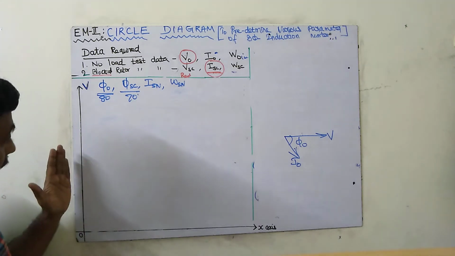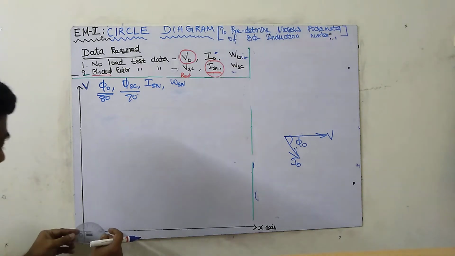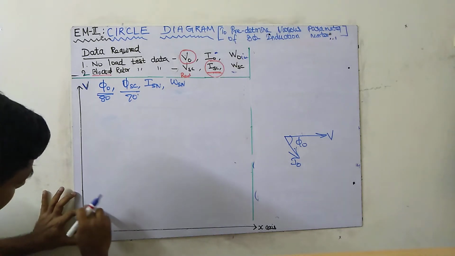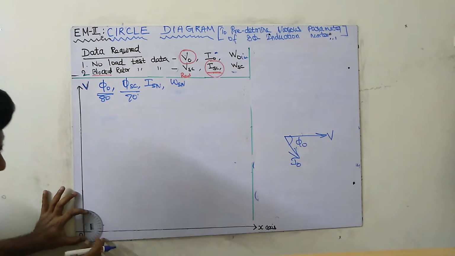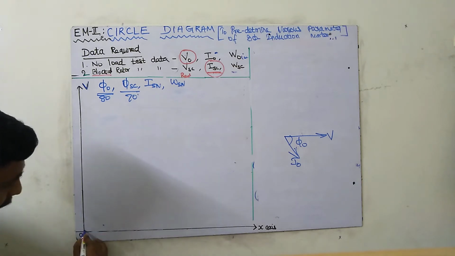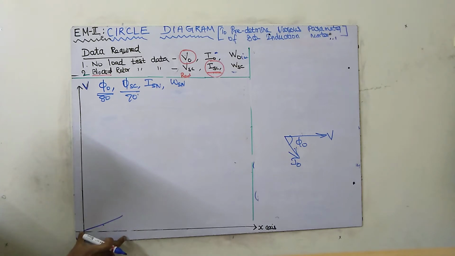So for phi naught, we have to use a protractor. You should not keep it like this, you have to keep it like this. From here it should be the phi naught value, above 80 means you measure like this and draw a line. And how much length should it be? This length should be 0.8 centimeter.